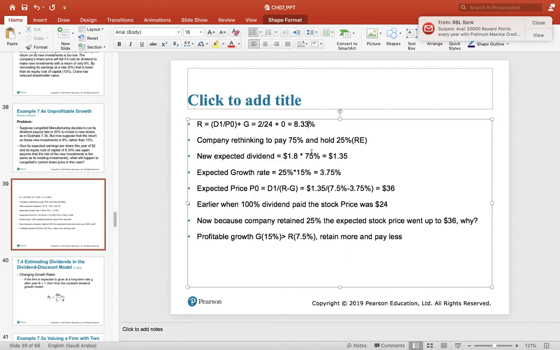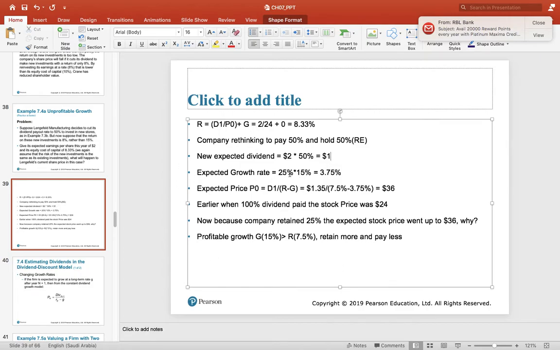Now what happened? Now the company is planning to pay 50% and retain 50%. So this is the new plan, 50-50. The new expected dividend will be how much? The new earning is $2 multiplied by 50%, which is $1, the new dividend.